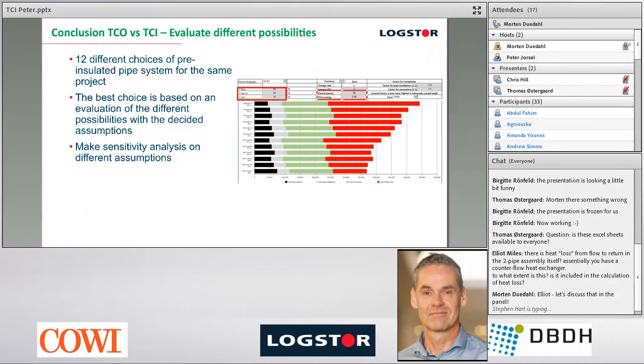So if I should conclude on the total cost of ownership versus the total cost of investment, then basically we have 12 different choices of pre-insulated pipe system for the same project. And the best choice is based on an evaluation with the assumptions that are valid for the energy company and for the specific project you are looking at. And then you should look at what the sensitivity of the result is if you change the assumptions. That's the way to do it.